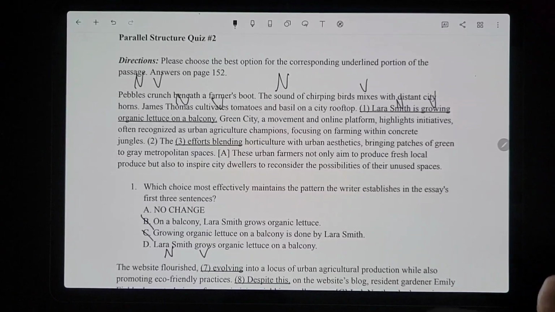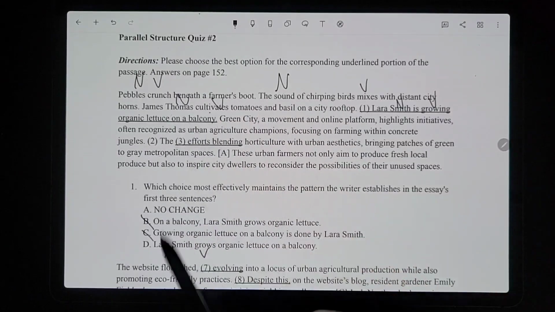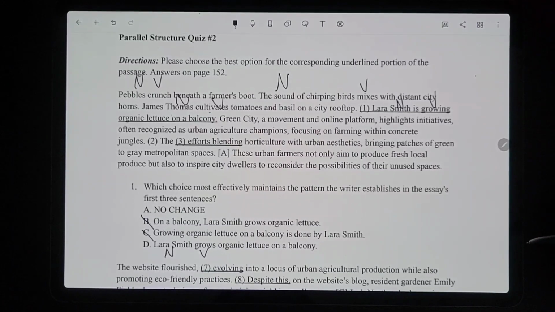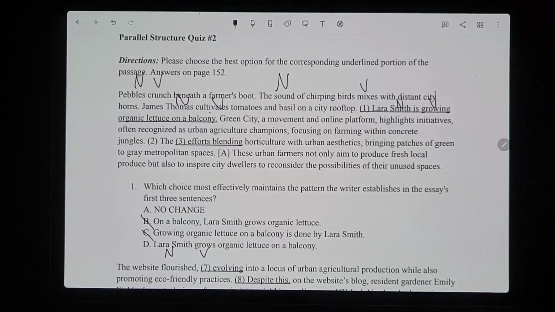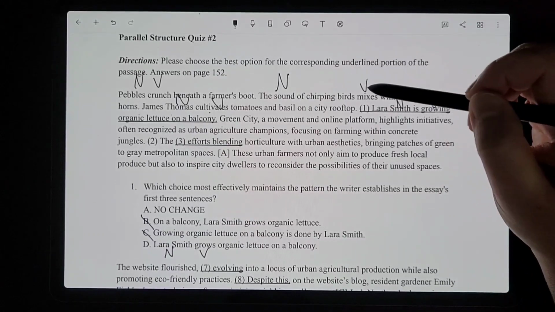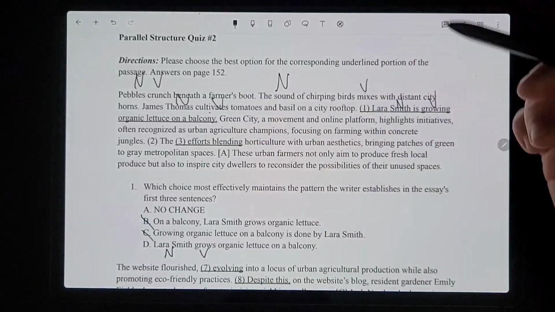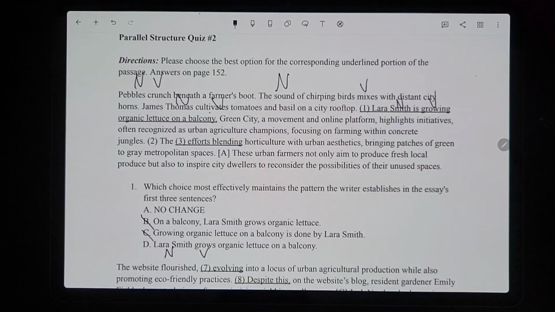So I see that all the verbs in the previous sentences, like crunch, mixes, cultivates, are all in the regular simple present tense. So there's no is growing. It's not saying is mixing. It's not saying is crunching. It's not saying is cultivating or anything like that. They're all just in the regular simple present tense. So the best answer choice would be D, to match that verb tense as well.